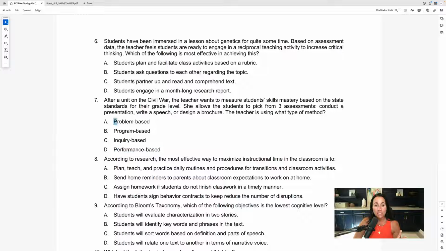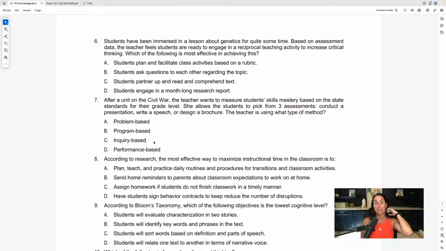Now, problem-based is when you give students a problem and they solve it. And a lot of times this works with cooperative learning. You might give students a really complex problem in math or science or anything, and they have to work together to solve that problem. That kind of goes along with inquiry-based as well. Inquiry-based is when students are asking questions, trying to figure something out. You may give them a really difficult science situation and they got to do a little bit of a lab and figure it out.